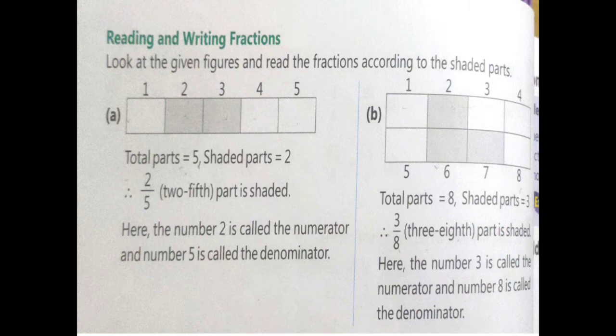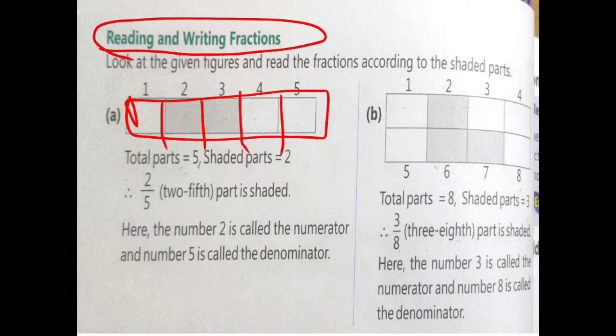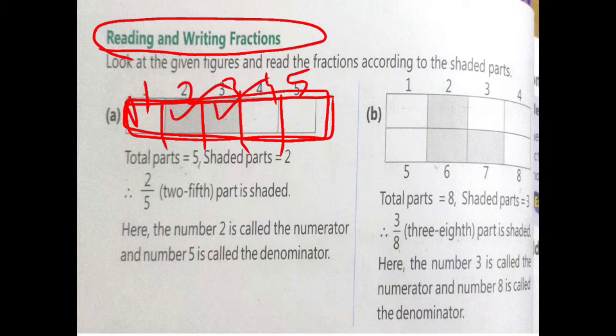What is the way of writing numbers in fractions, how are you reading and writing the fraction numbers? Like this is a box, a complete box, and this complete box is divided into 5 equal parts. As you can see the numbers given, 1, 2, 3, 4, 5. So there are 5 equal parts in total, and 2 parts are shaded. How will you write it? Complete is 5 and 2 parts are shaded.